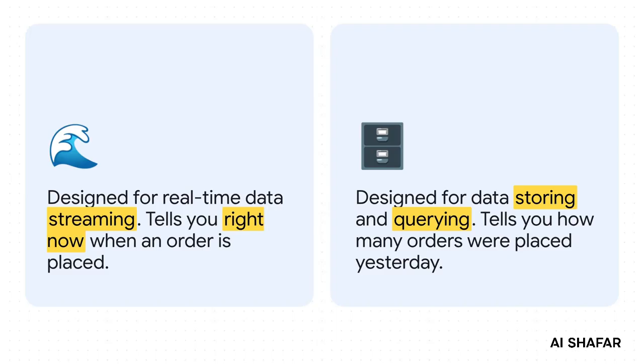And this really highlights the key difference between Kafka and, say, a traditional database. A database is designed for storing data and then asking questions about the past. Like, how many orders did we get yesterday? But Kafka is all about streaming data in the present. It tells you the exact moment an order is placed, so you can react to it right now. It's all about the now versus the then.